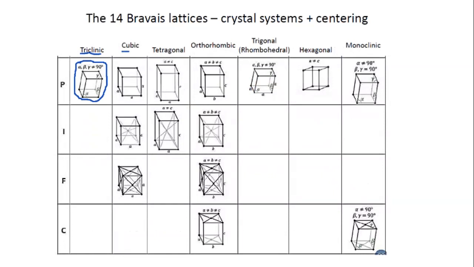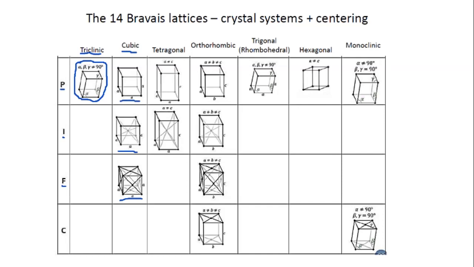Now with cubic, we can have primitive, we can have body centered, and we can have face centered. And this is important here. So pay attention. Every cubic space group is either going to start with a P, an I, or an F. So again, every cubic space group will start with a P, an I, or an F in its space group symbol, because that's the type of centering.